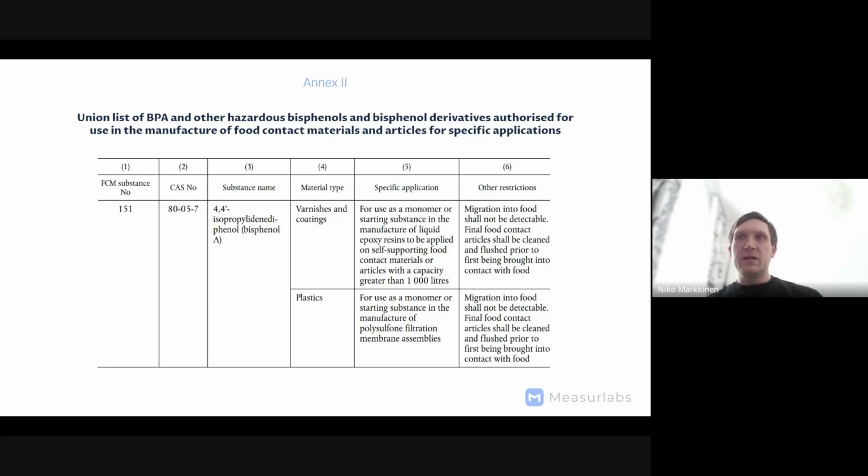And the second use that is still allowed is use as a monomer in so-called polysulfone filtration membranes. And to my understanding, the reason is that there was no alternative to substitute it as a monomer there without compromising food safety. So that's the reason why it's still allowed to be used until any comparable substitute is available.